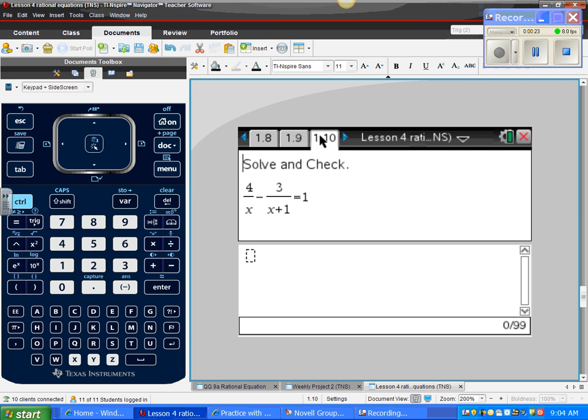So let's look at the next page. All right, so is it one fraction equal to one fraction? No. It's a little ugly, right? So we have 2 options here.